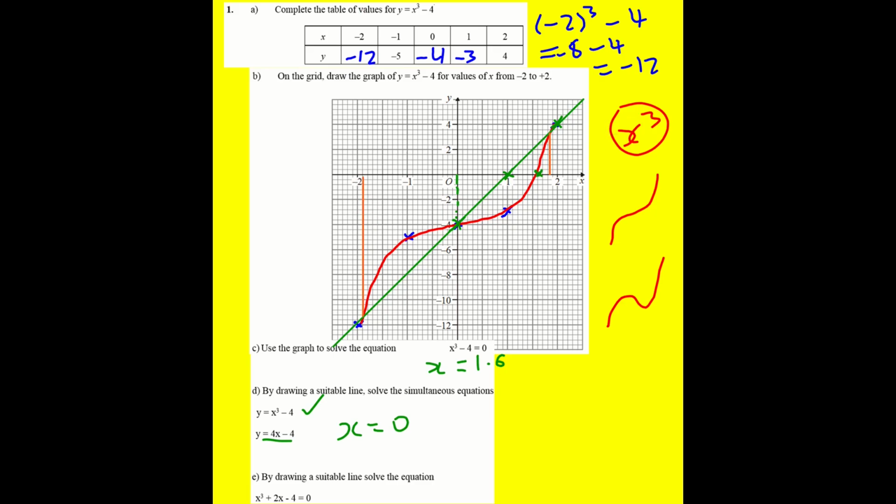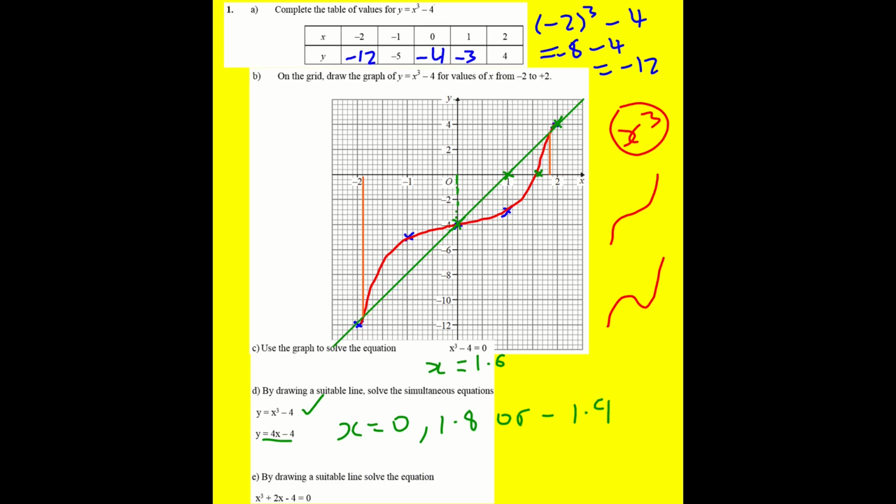Okay. Now if I read that off, it's going up by 0.1s. So this is about 1.8 or 1.9. Let's go with 1.8. And this last one is about minus 1.9.